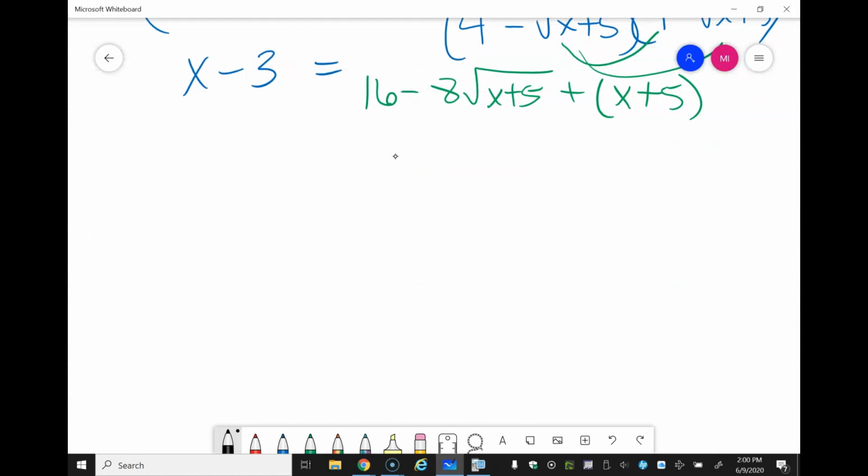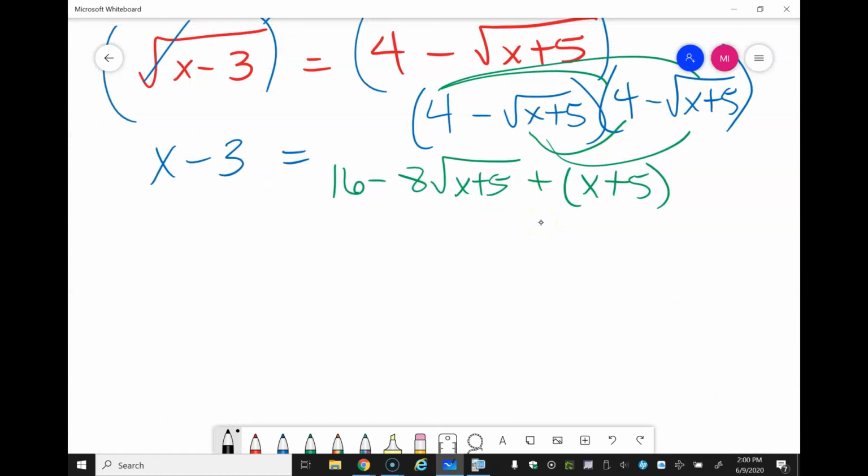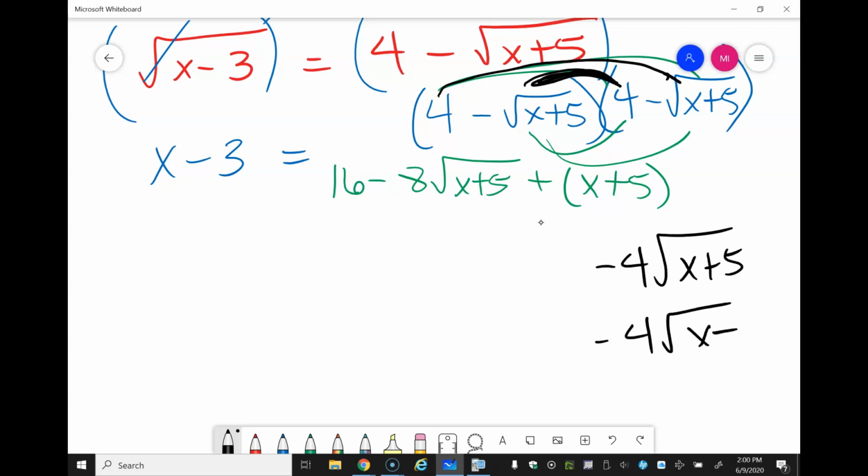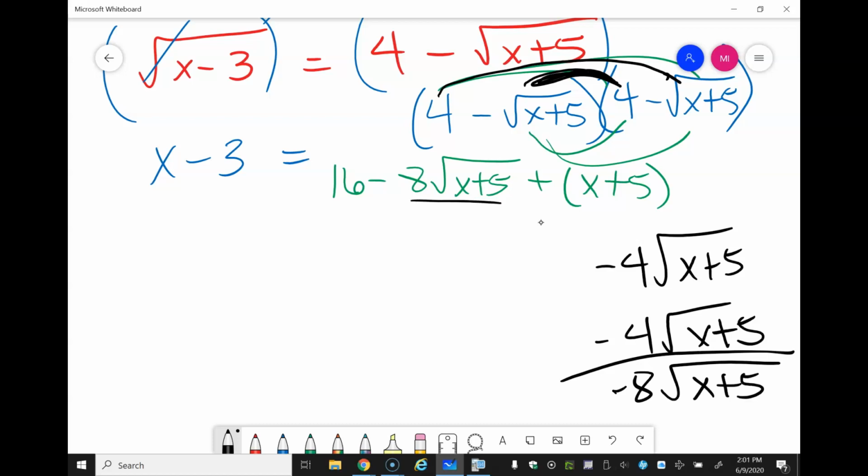So then I'm going to collect like terms. And just so you're wondering, this 4 times this square root here is going to be negative 4 square root of x plus 5. You don't take the 4 in and distribute it inside the square root. We're not doing that. And if I take this part here and multiply it to this one here, that's also going to give me a minus 4 square root of x plus 5. Because these both have the same square root, I can take what's in front and add them together, which gives me the negative 8. And then we just write down what we have again. So this is where this came from, if you're wondering.